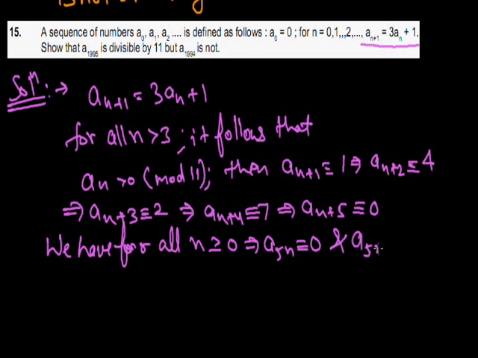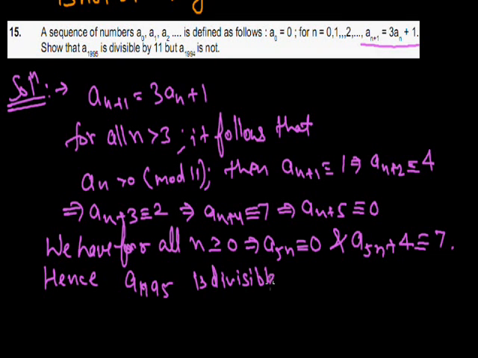And a(5n+4) always gives 7 for every value of n when divided by 11. Hence we can say that a1995 is divisible by 11, but a1994 is not. A1994 gives 7 when divided by 11.